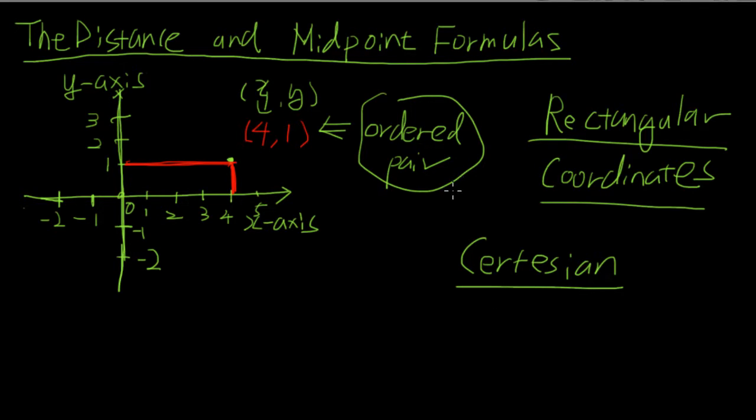A little bit fancier way, this is also called the Cartesian coordinate system. Descartes' name in Latin sounds similar to Cartesian, so that's why we call it the Cartesian coordinate system. If you want to be a little fancier, you can say Cartesian coordinate system. If you're talking to your friend, you should say rectangular coordinate system.